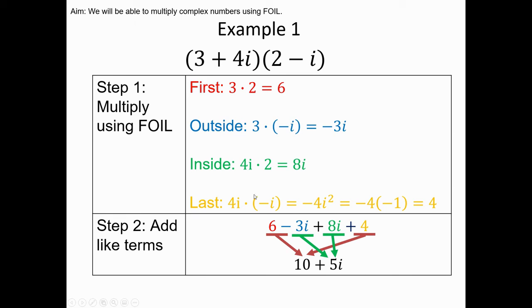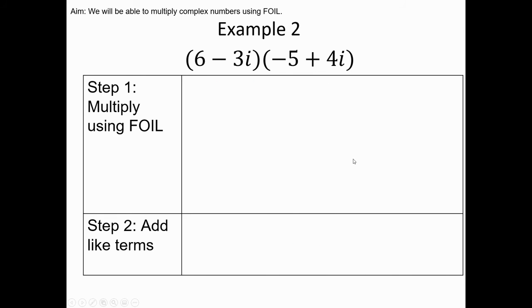And if that was confusing, guys, let's go ahead and do one more example. Here it's very similar, just different numbers. So same strategy. I know I'm multiplying because there's nothing between the parentheses. So let's go ahead and multiply the first two terms. First is going to be 6 and -5. 6 times -5 is -30.